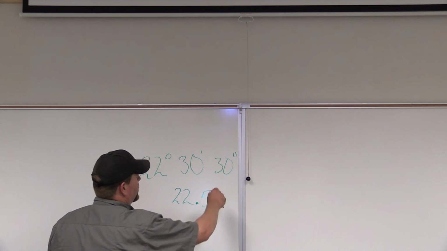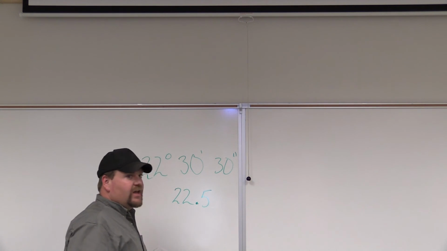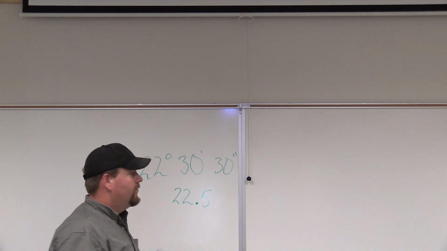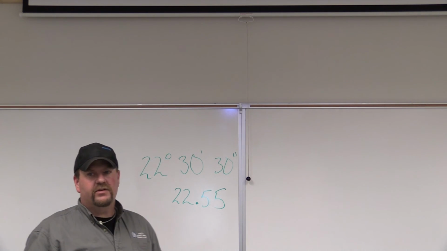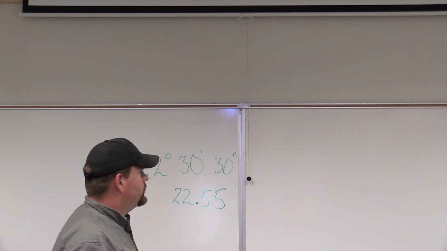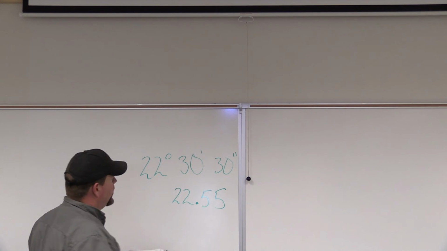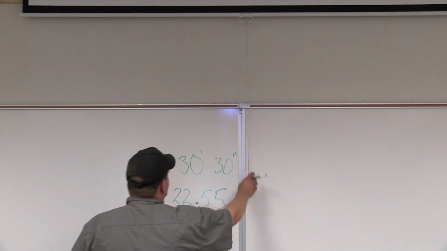Now from there, 30 seconds is also half. 22.55 degrees. Okay? All right. Sometimes putting it into a whole number helps justify what we are doing.